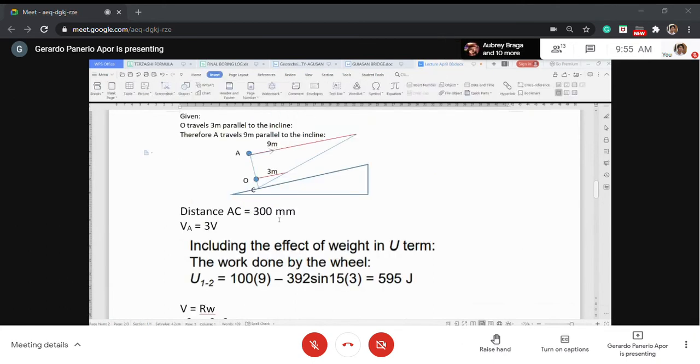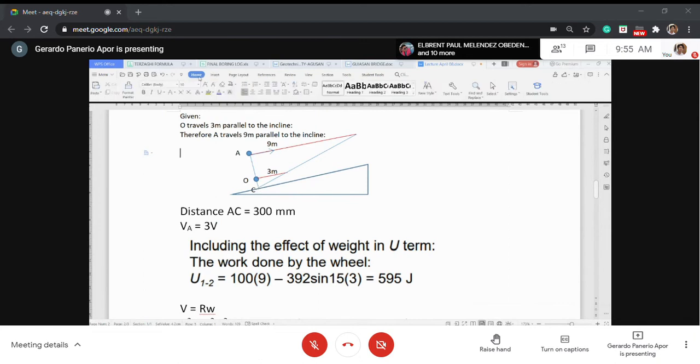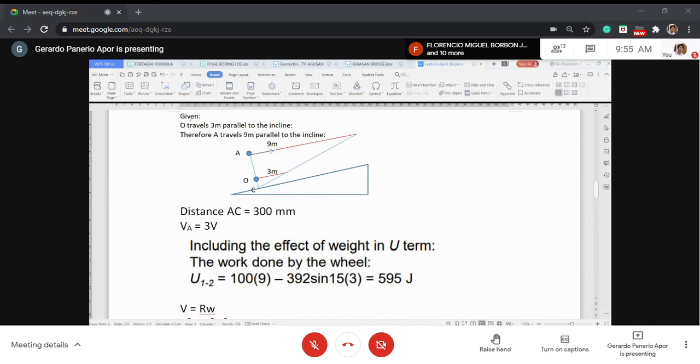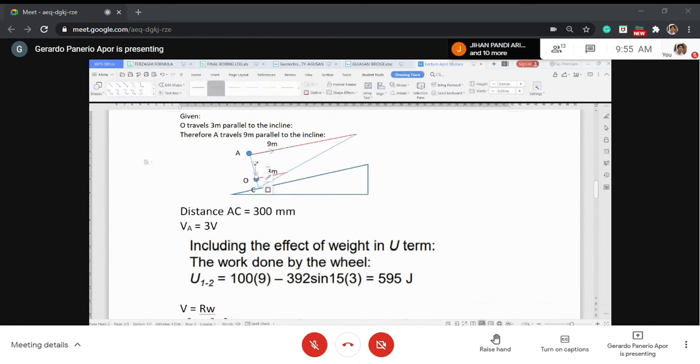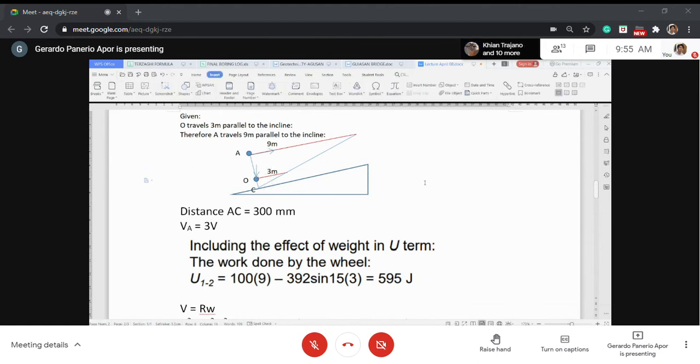Okay. So the work done there is 100 times 9. It's positive because it moves opposite to the other one. The other one is still moving, this one here. That's vertical. So the vertical component of this one, the vertical component of this one.